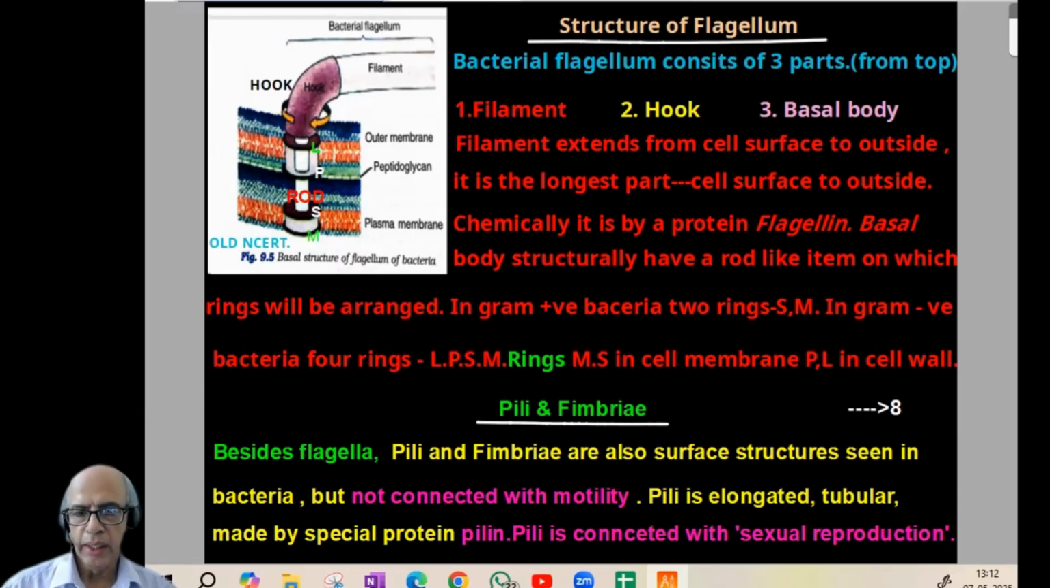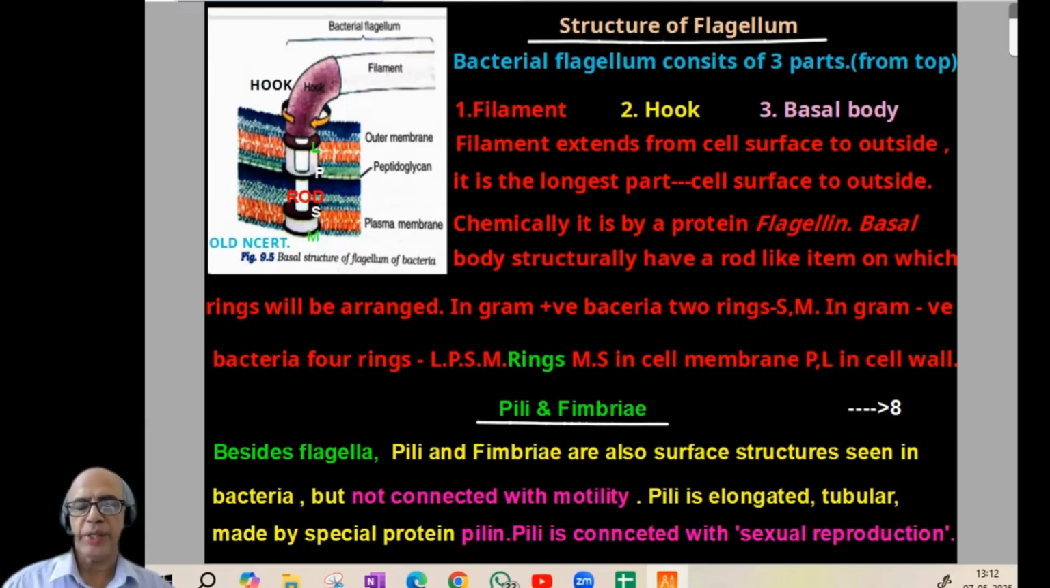I think I made that clear, the rings, everything clear. The old NCERT diagram is very clear. So we can proceed to the next area. The next structure for us to discuss is pili and fimbriae. Besides flagella, pili and fimbriae are also surface structures seen in bacteria, but not connected with motility.